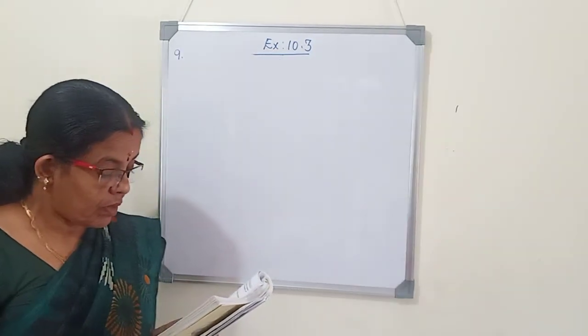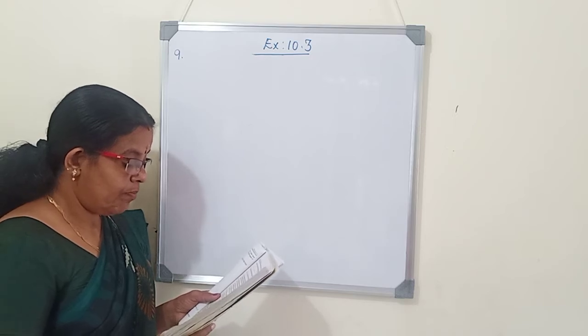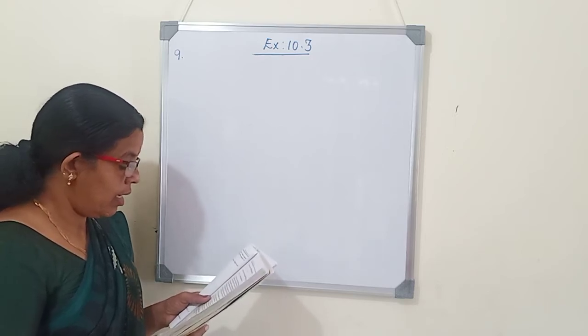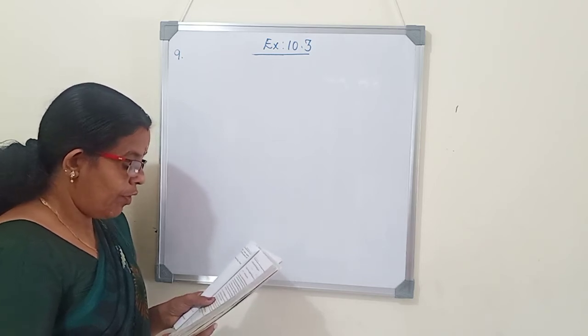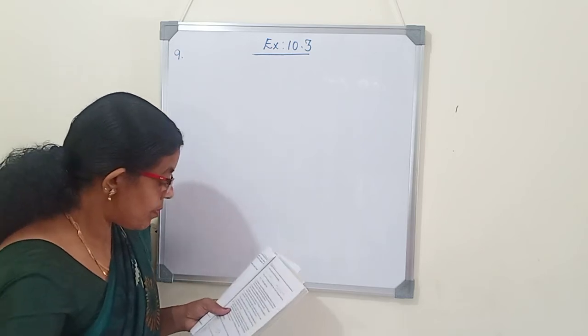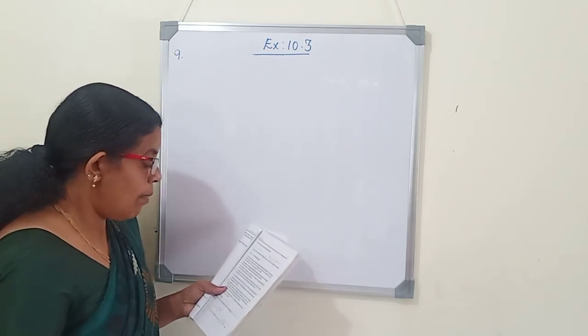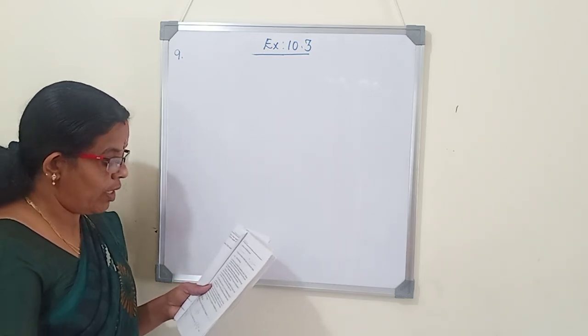Ninth question. 2 water taps together can fill a tank in 9 3/8 hours. The tap of larger diameter takes 10 hours less than the smaller one to fill the tank separately. Find the time in which each tap can separately fill the tank. So, the tap of larger diameter takes 10 hours less than the smaller one to fill the tank.